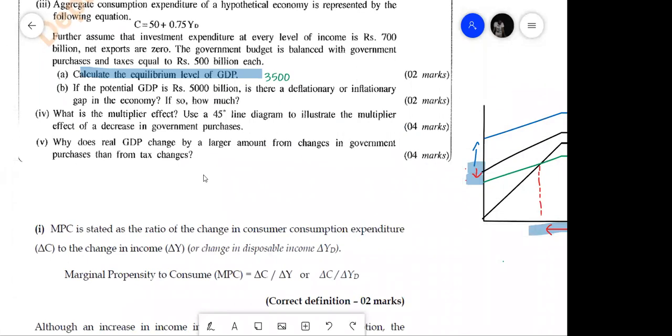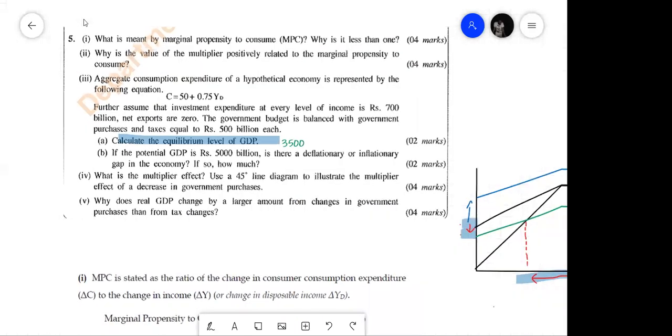And then part 5: why does GDP change by a large amount from a change in government purchase than from a change in taxes? I think I would have explained that on the balanced budget story, which we did previously. Now this question, I think, is a good question. 2019, the old syllabus paper, is a good question for unit 6, a little bit harder and a little bit uncommon. So that is the end of unit number 6.